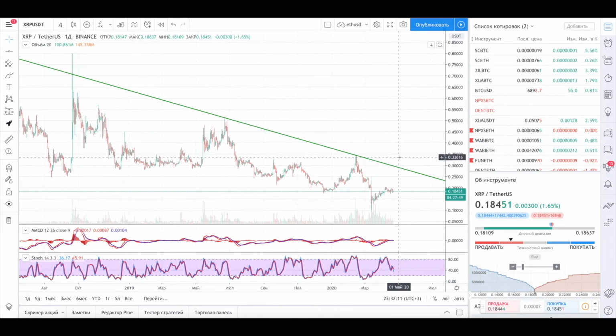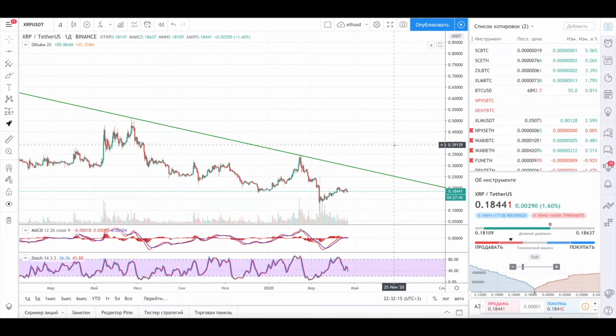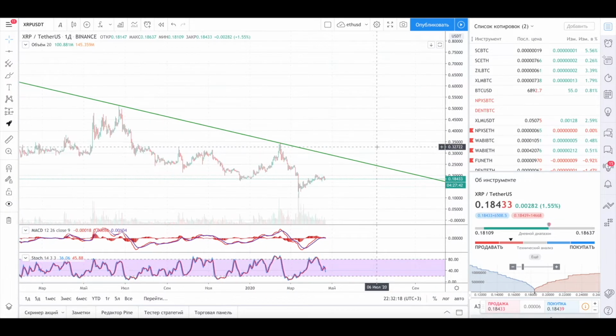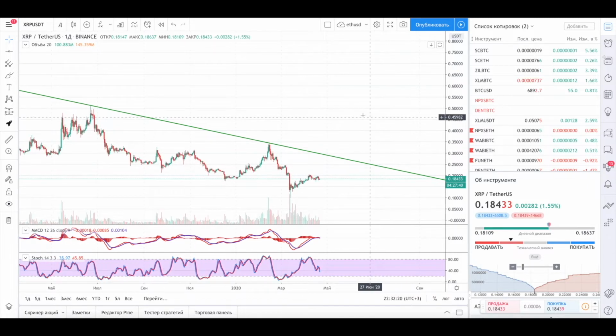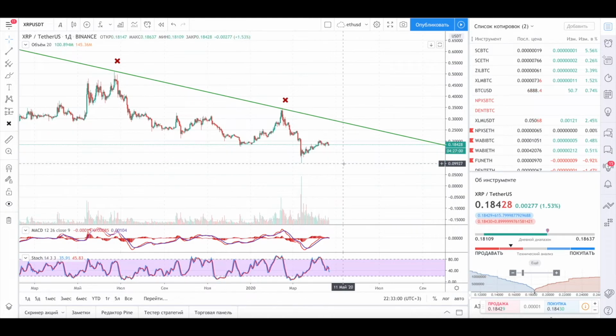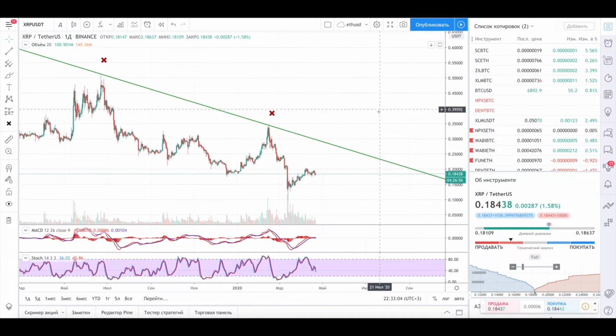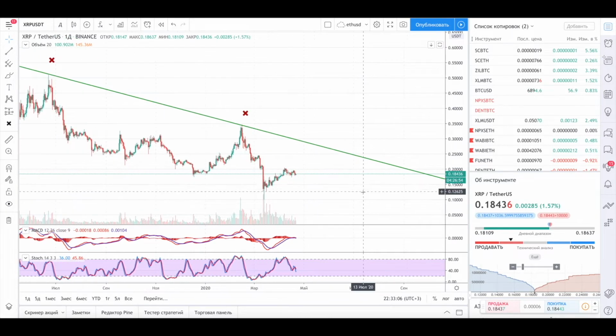We see that this is the main trend line, and when Ripple breaks it, it will be such a global breakthrough. And of course, when it breaks, it goes to its global levels. At the moment, the coin has already tried several times to break this trend, and it didn't work out well. And most likely, the coin is again going to this trend and should touch it.